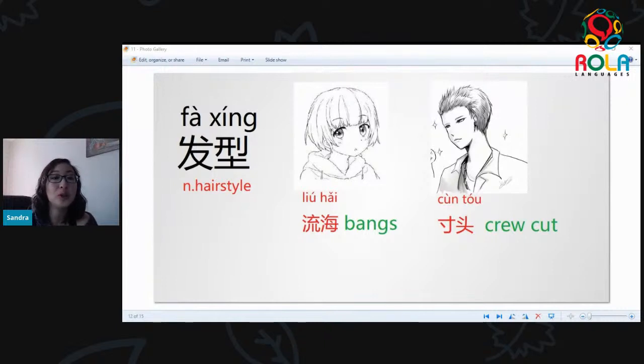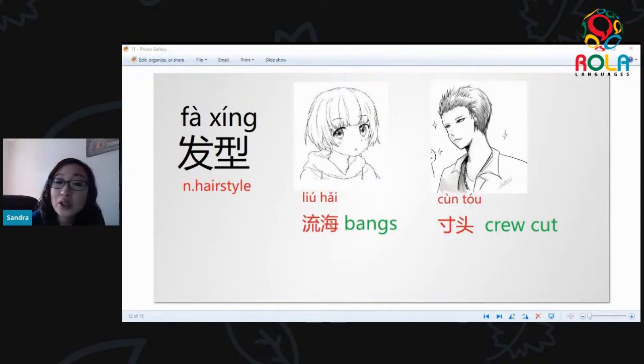So first one, we're gonna talk about bangs. Bangs is 刘海. 刘海. Okay, so next time you go to a hair salon, you would tell your stylist, 我想要刘海 or 我不要刘海. I want bangs or I don't want bangs. So that's gonna kind of help you there.